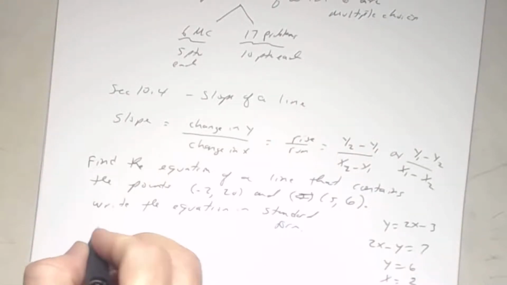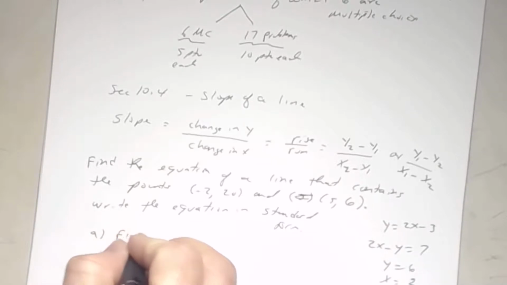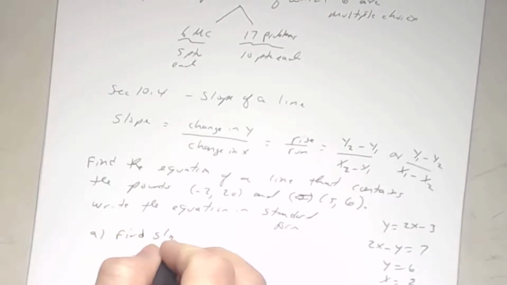Okay? All right, so here's the way you're going to do this. The first thing you have to do in order to find the equation of a line is find the slope of the line. So part A, you're going to find the slope. All right, and we're going to find the slope using the formula.